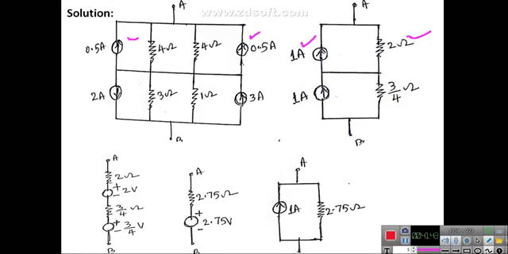Similarly here, of these two currents, one is downward and this one is upward, so 3 minus 2 is 1 ampere. The direction will be upward because the higher value source current decides the direction, so the 1 ampere will be in the upward direction. The resultant of these two resistances is 3 into 1 divided by 3 plus 1, so 3 by 4 ohm. So that is how you can reduce this modified network further.